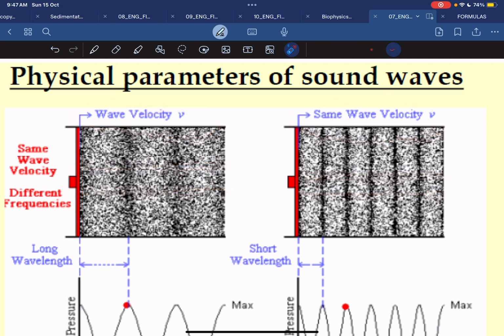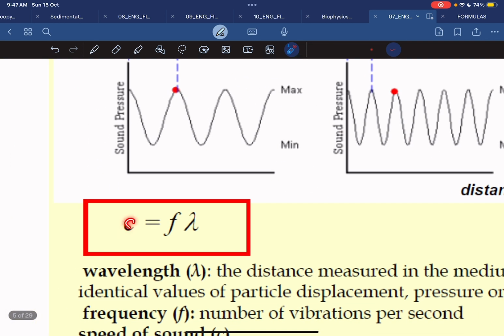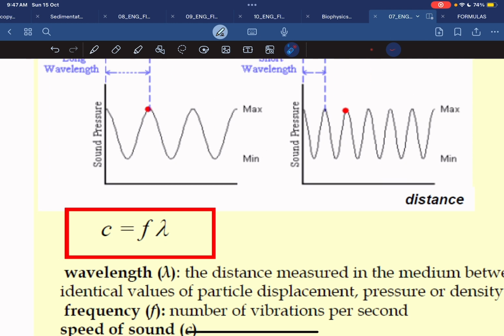Now, why is that? We can clearly see with our formula, which we have done before many times, C is equal to f lambda, right? So in these two mediums, if we compare them, if the f increases here, we can see that the lambda decreases here. And if the f decreases here, the lambda increases here. You see where I'm going with this?